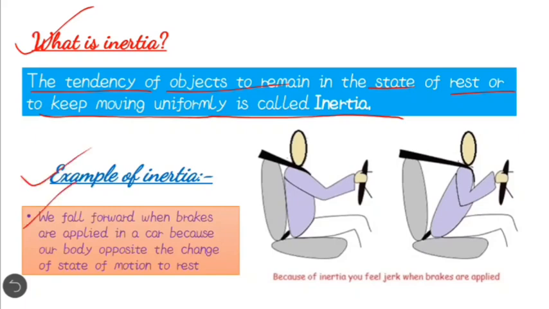What is an example of inertia? Number 1, we fall forward when brakes are applied in a car because our body opposes the change of its state of motion. Suppose we are sitting in a car and suddenly the brakes of the car are applied, then we fall forward. It happens because of inertia. When our car is moving, we are in the state of motion, and as the brake is applied, the car comes to rest, but our body wants to keep moving. So we fall forward.